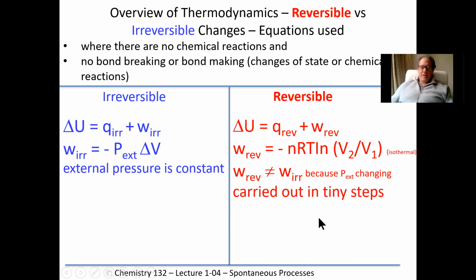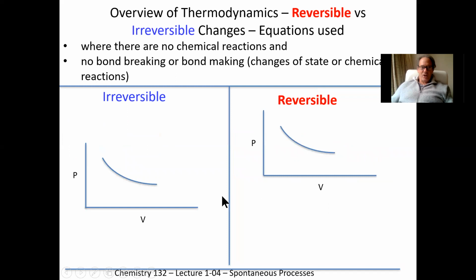So reversible change, as I mentioned, the system pressure and the external pressure are always the same. Let's look at the curves here. And if it's a compression, which way is this curve going to go? Well, compression means that the pressure is going to go up and the volume is going to go down. So it's going to flow this way.